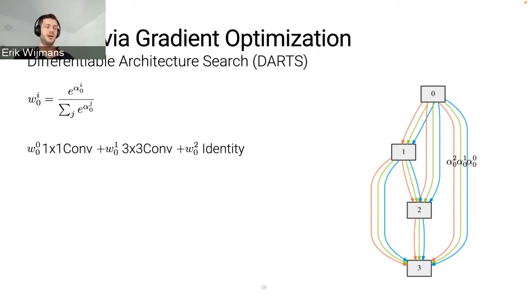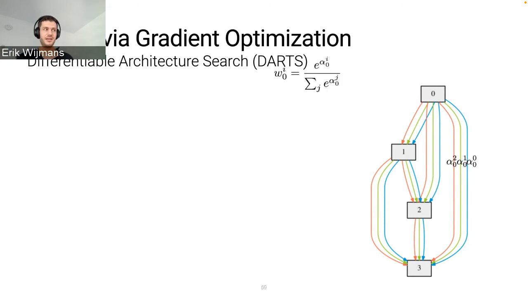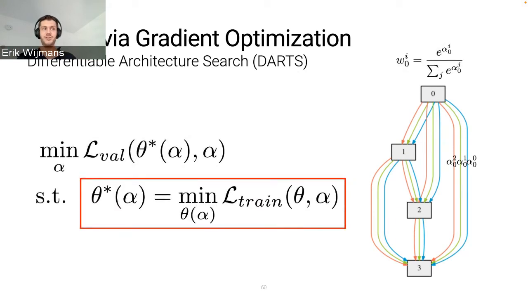So we'll sum up our first weight times the 1x1 conv, our second weight times the output of the 3x3 conv, and our third weight times just the output of the identity function. And so this is formalized as an optimization objective that looks like this. So we still have our general idea here where we want to select the architecture that minimizes loss on the validation set.